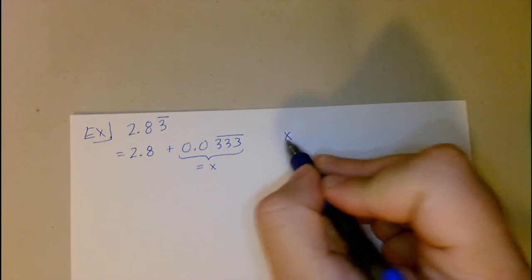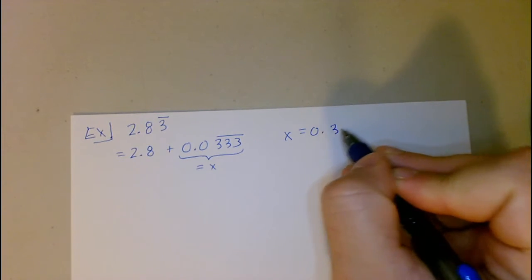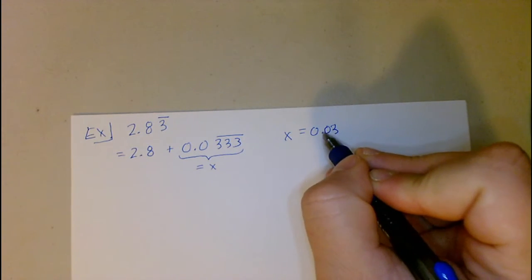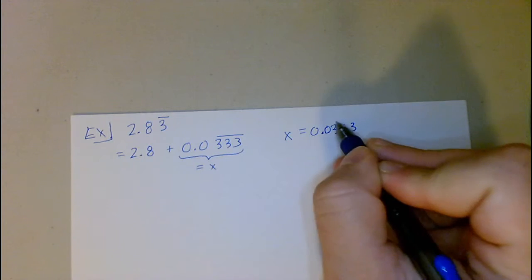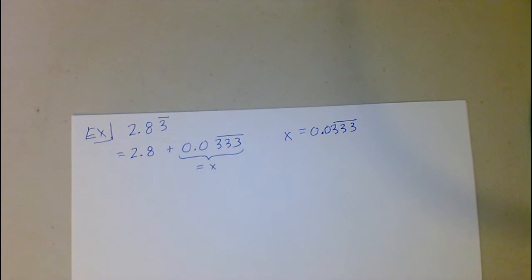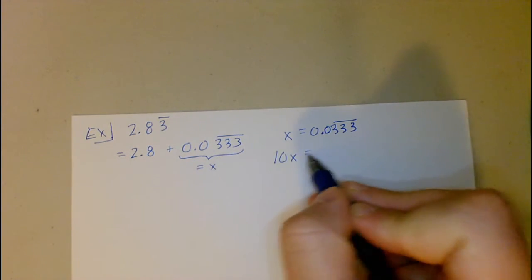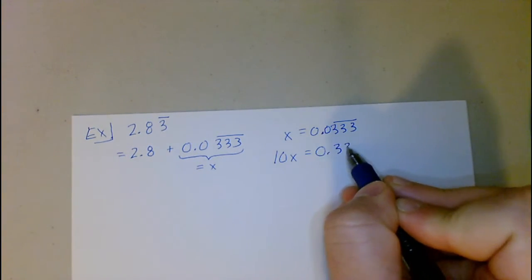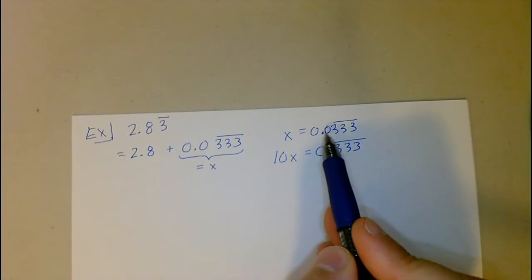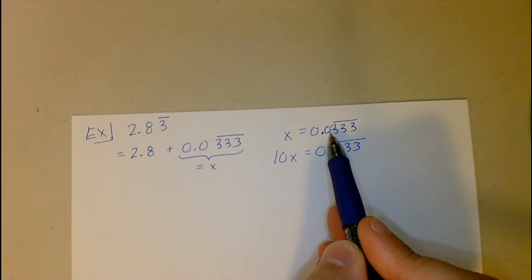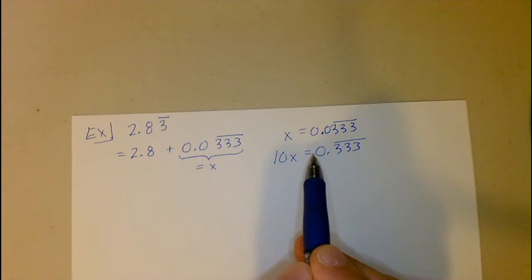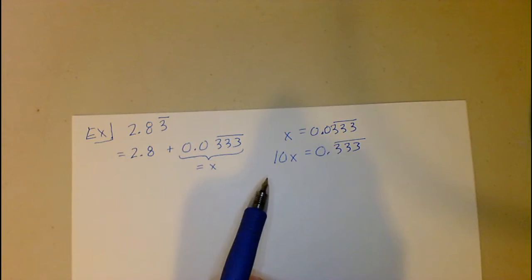And so x is 0.0333 repeating. There's an infinite number of 3's following that decimal with that 0 smushed in between. So 10x is 0.333 repeating because I moved this decimal place over once. So I don't have my answer yet.